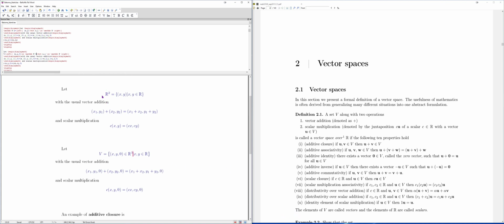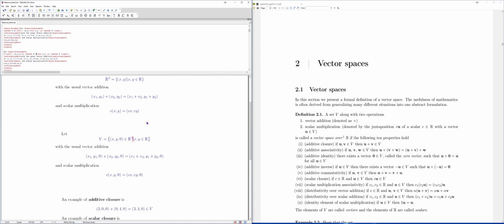So for example, this one over here is your set, and these are the two operations, vector addition and scalar multiplication. You can show that the set, given your vector addition and your scalar multiplication, will satisfy these conditions. So this would actually define a vector space for you.